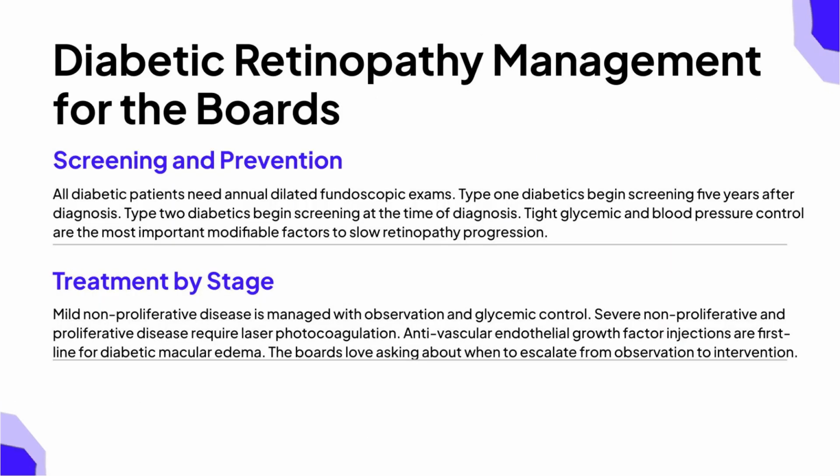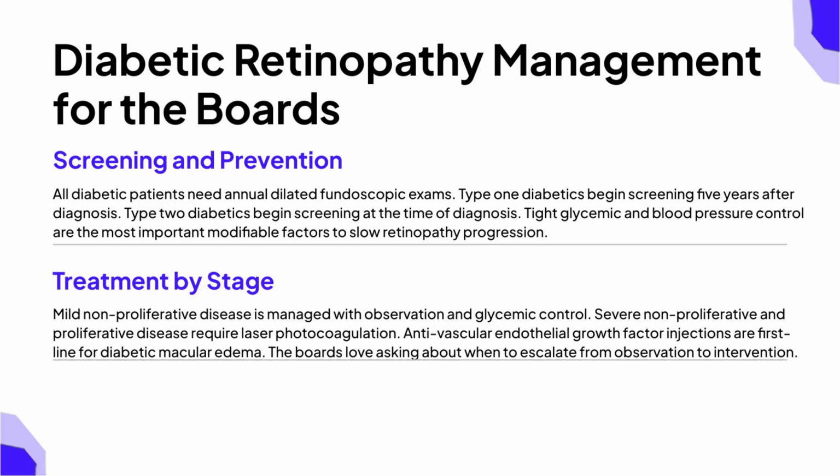Now let us cover diabetic retinopathy management for the boards. This is a heavily tested topic. For screening and prevention, remember that all diabetic patients need annual dilated fundoscopic exams. The timing depends on the type of diabetes. Type 1 diabetics should begin screening 5 years after diagnosis because retinopathy rarely develops before that point. Type 2 diabetics should begin screening at the time of diagnosis because they may have had undiagnosed diabetes for years.